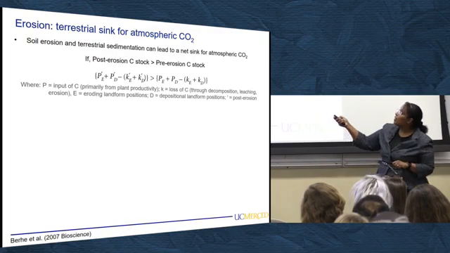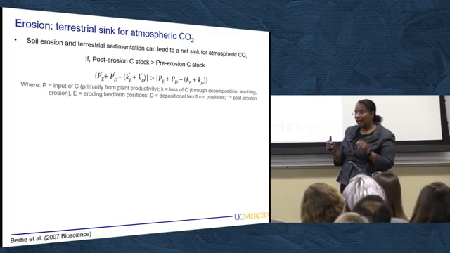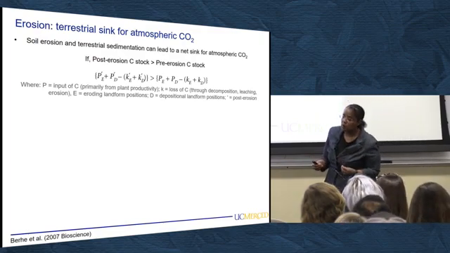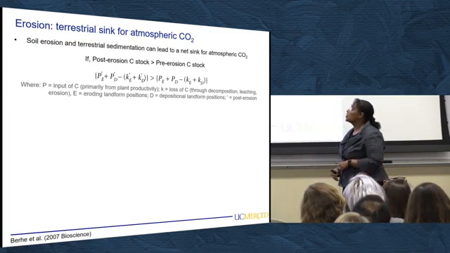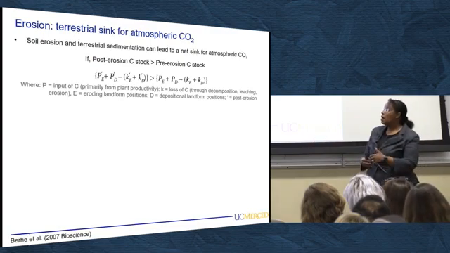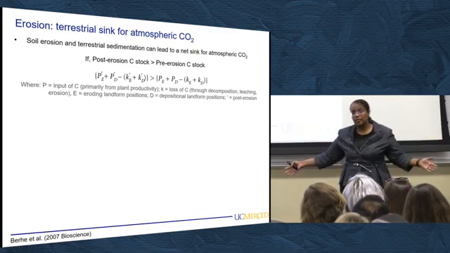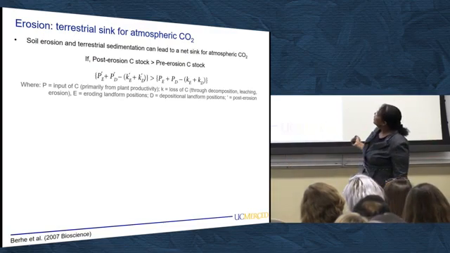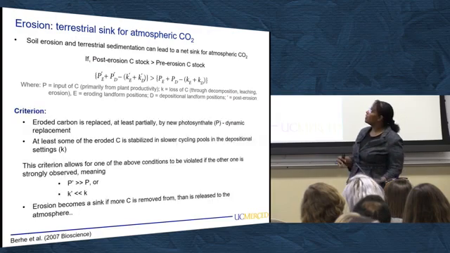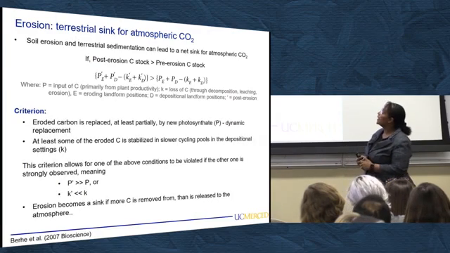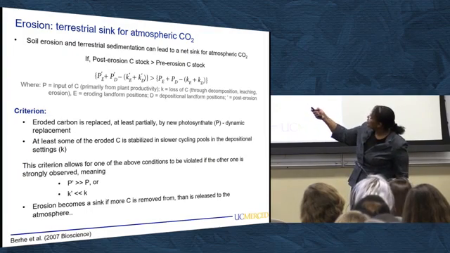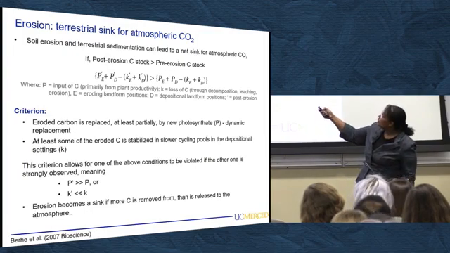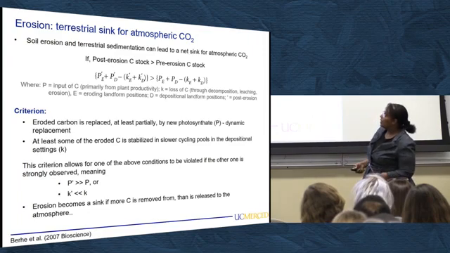And then we also account for how plant productivity or the net input of carbon into the soil pool is changing in the eroding versus depositional settings, and taking into account how much area is covered by eroding versus depositional settings. We can then set this criterion that states that if the post-erosion carbon stock, after you account for all these things, is positive, then you're going to end up with a sink.